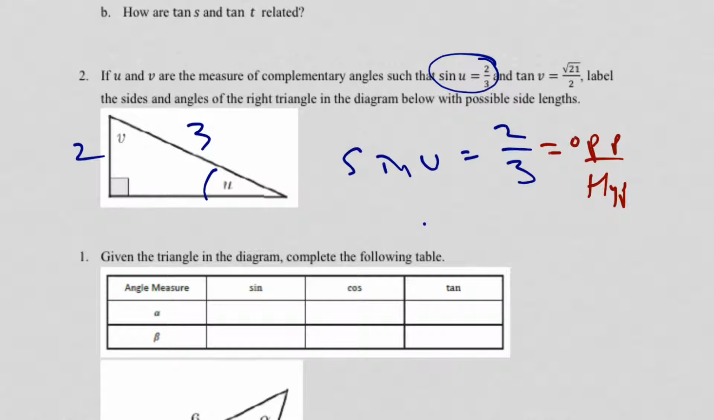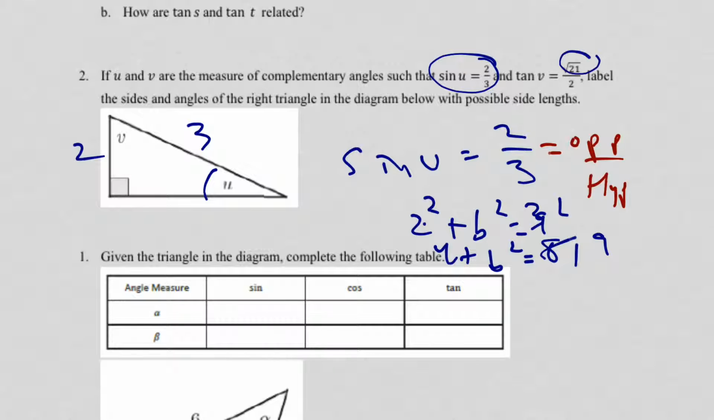Where did the root 41 come from? 2 squared plus b squared equals 9 squared, so that's 4 plus b squared equals 81. Oh, okay, I see where that came from. That's 77. No, I don't see where this came from. Where did that come from? Oh, no, that should be 3 squared. That should be a 9. Where did root 21 come from?